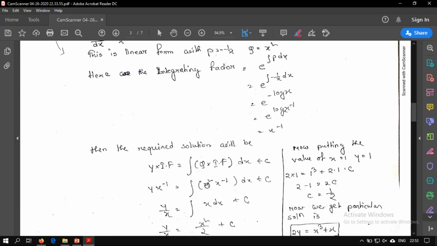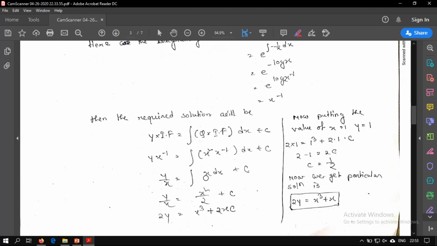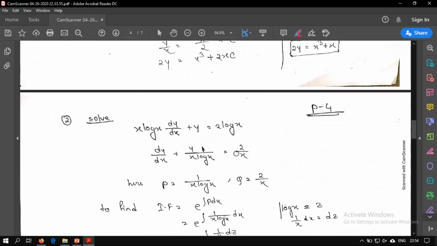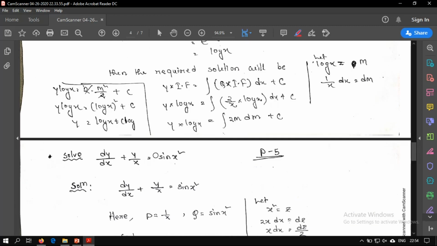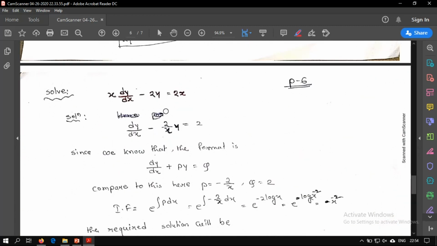So y x inverse equals x square times x inverse dx plus c, and x inverse is 1 by x, so y by x equals x square by x, which is x dx plus c, and the integration of x is x square by 2. Now multiplying both sides by 2x, we get 2y equal to x cube plus 2xc. Putting in the given data, x equal to 1 and y equal to 1, we get c equal to half. Now putting the value of c, 2y equals x cube plus x. This is the solution. Similarly, we have to solve this equation, also this equation, and the next equation.